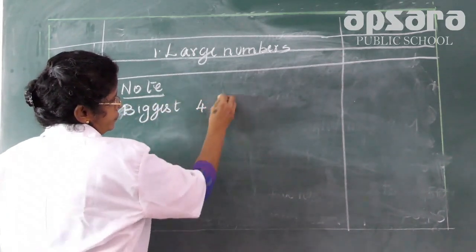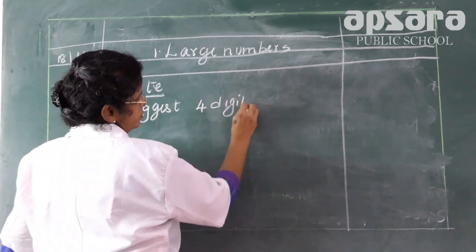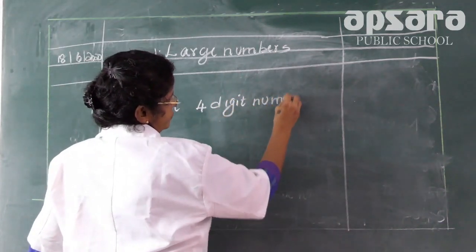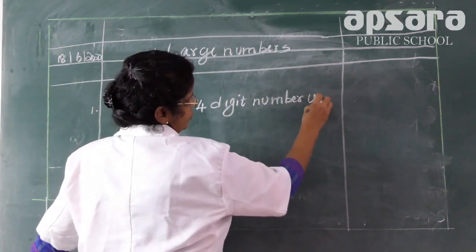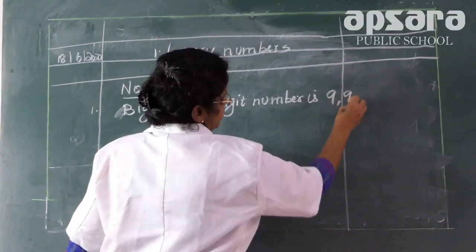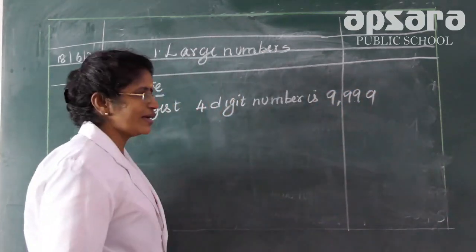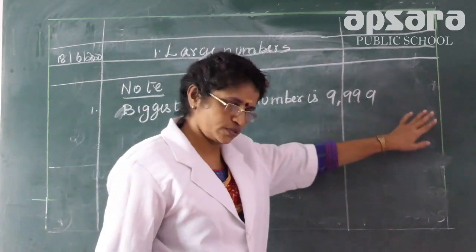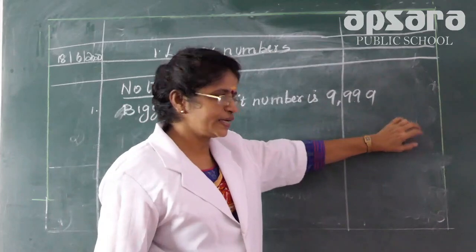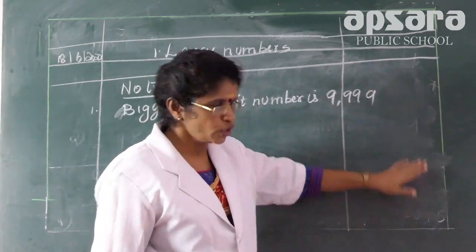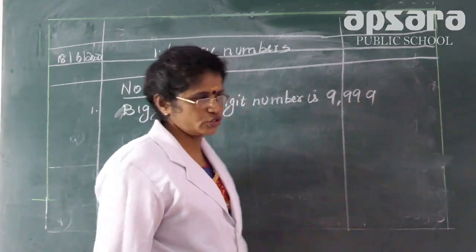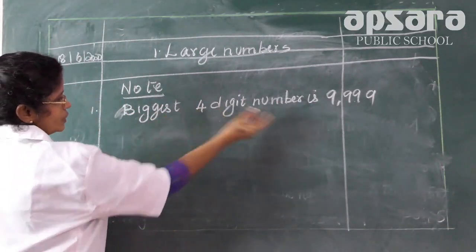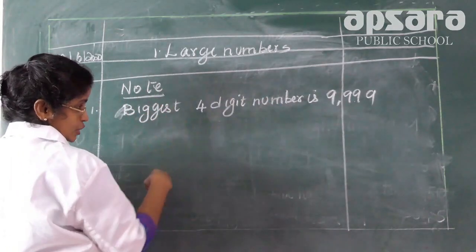Biggest 4-digit number is 9,999. And don't think that because ma'am is writing over the line, it can be right. You can cross this. Only once a word problem is there or anything, you can use it as a rough column. So you can cross this. You can write.